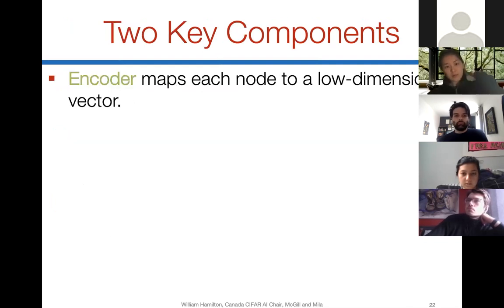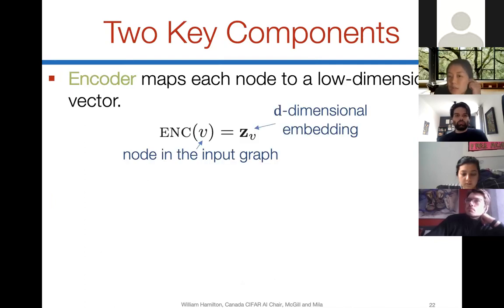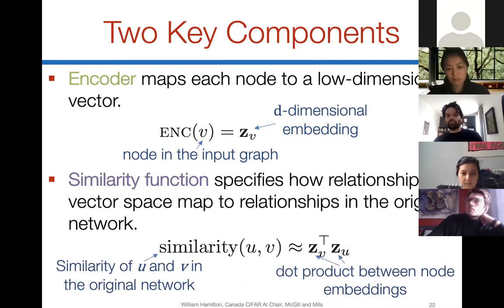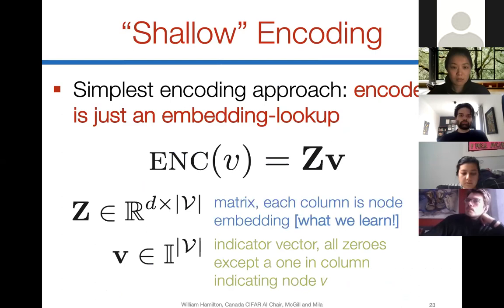this desired measure of similarity. So the key components here being the encoder, which mathematically takes a node ID, V, as input and gives us a d-dimensional vector that represents this node. And then we have our similarity function. It takes a pair of nodes and says how similar they are. And this is what we're trying to approximate in our embedding space.